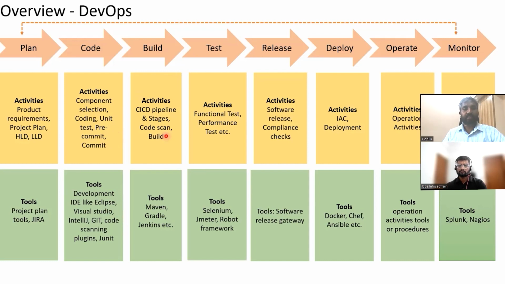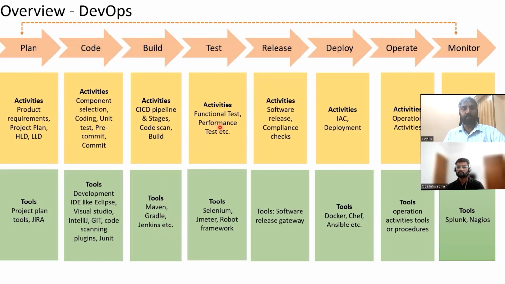Then the build phase. Here we implement the CI/CD pipeline stages. We configure the CI/CD pipeline stages and implement them, right? Here we do the code scan and code quality checks, verify all the aspects, and finally make the build in the pipeline. On the tools side, Maven or Gradle as the build tool, and Jenkins, or multiple types of pipeline tools. As an example I gave Jenkins. This is what we do in the build phase.